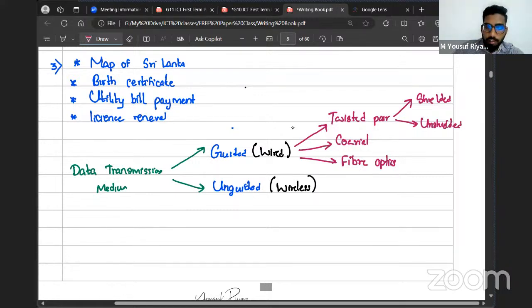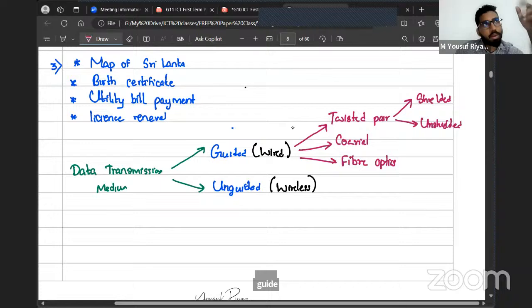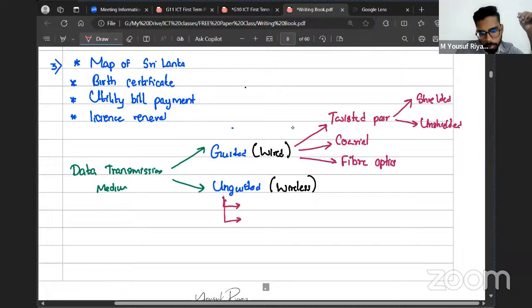Under unguided, what are the three categories? Wait, one, two, three. Yeah. Under unguided, tell me what are the three things you can find. Yes, one is radio waves, one is microwaves, and one is infrared. Okay.